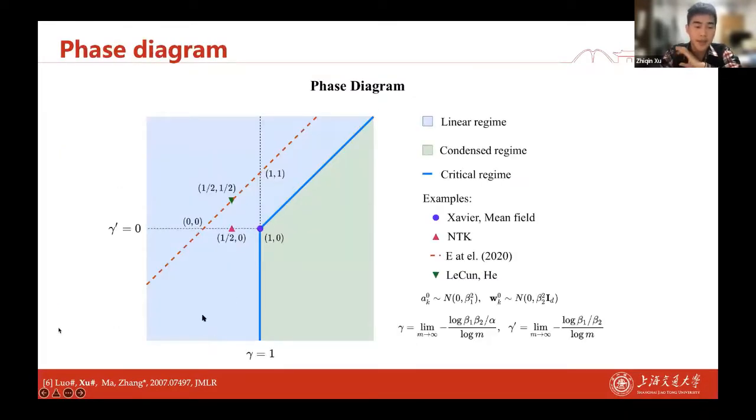So we found that with these two hyperparameters, we can summarize many current studies of the infinite-width limit. For example, this blue part is called the linear regime. Its behavior is very similar to NTK, and this critical boundary line is very similar to the behavior of mean field. And this green part is another regime. We call it the condensed regime, because in this regime, neurons will condense.